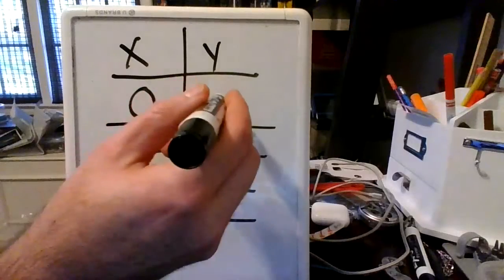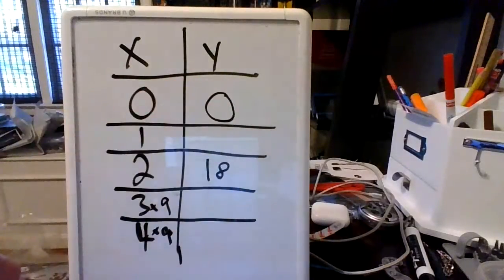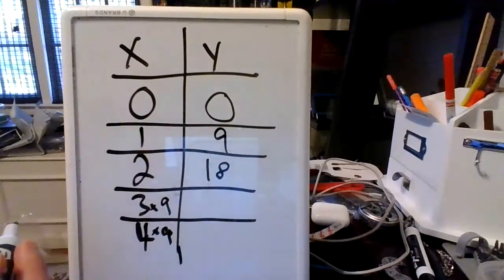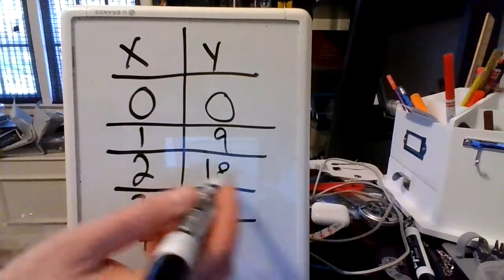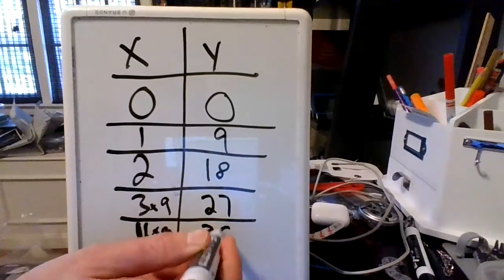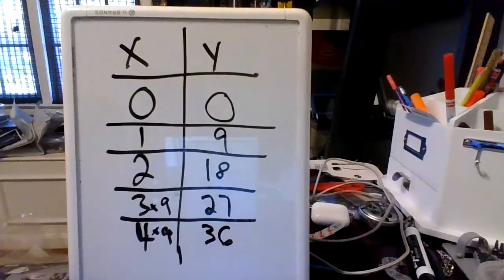So, here 0, 0, because 0 times 9 is 0. 1 times 9 is 9, my constant. We already have that. 27 and 36. By the way, feel free to pause this at any time and take notes or do whatever you have to do and move on from there. So there's my table right there.